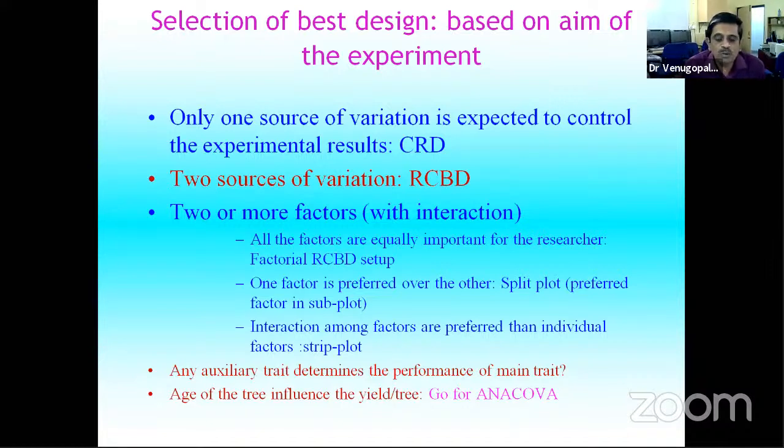Then let me say one more thing. Suppose we try to assess the yield of several mango trees over different orchards. As all of you know, the age of the tree matters for the yield of a particular mango crop. So here there is one indirect factor, what we call a concomitant variable, which is influencing the yield. So by taking into account the effect of the concomitant factor, we need to go for analysis of covariance instead of performing analysis of variance. This is very much essential in perennial crop experiments.